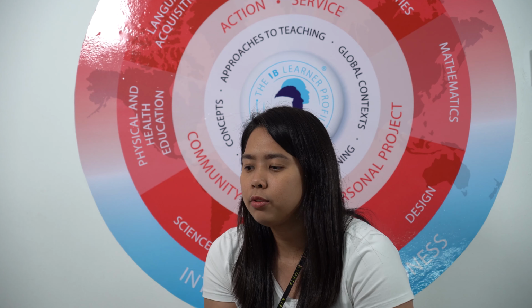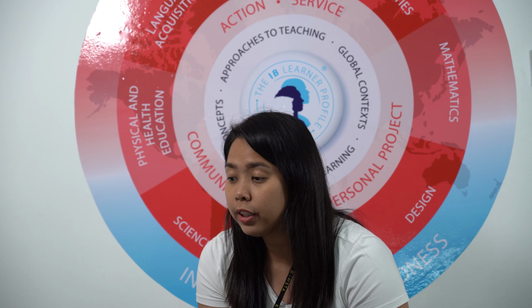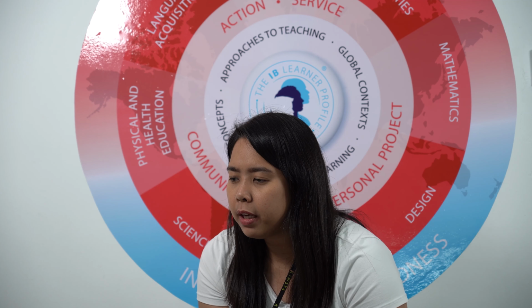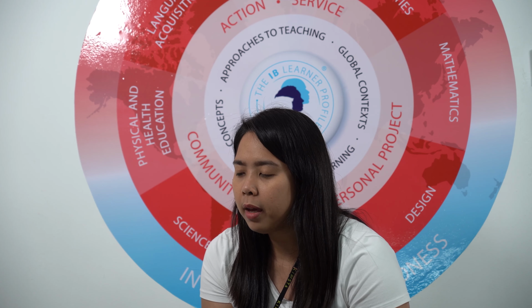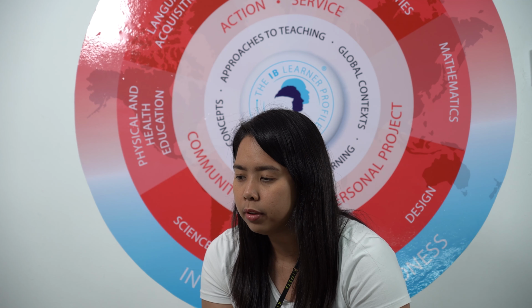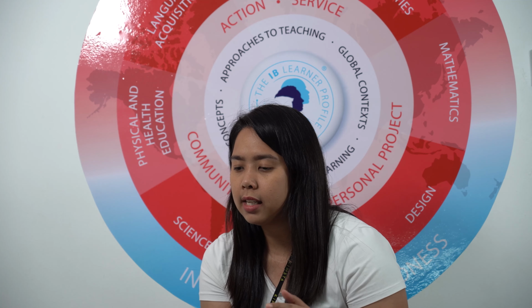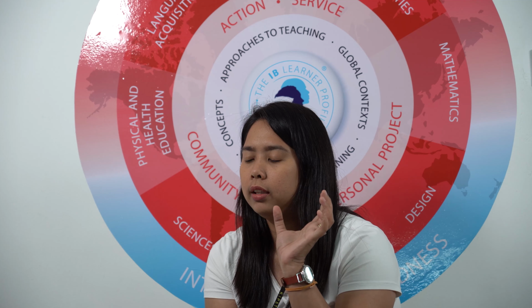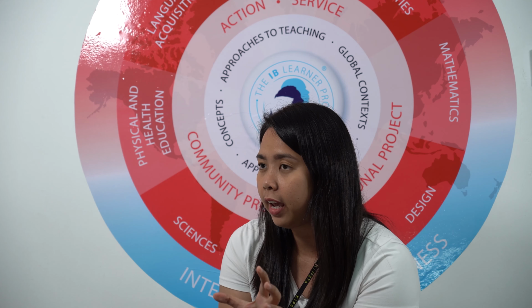The IB learner profile attributes that I think are demonstrated by my students are, first one, open-mindedness, because in that activity, students should do circuit training or a personal workout routine. Open-mindedness, because they will be able to see what activities or what exercises they should do depending on the goal that they are aiming for.